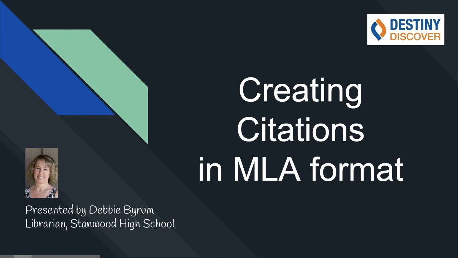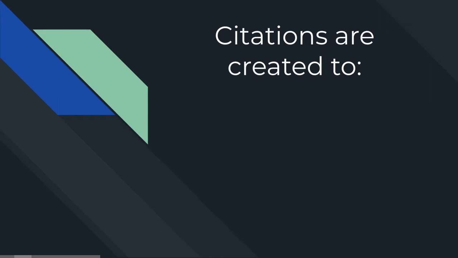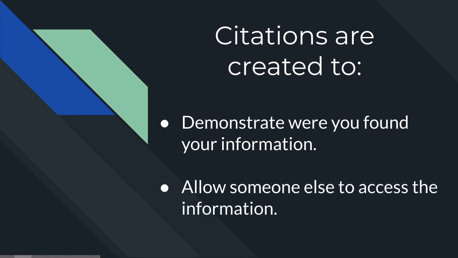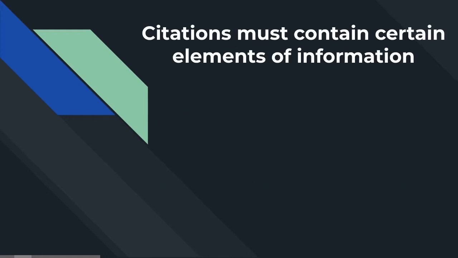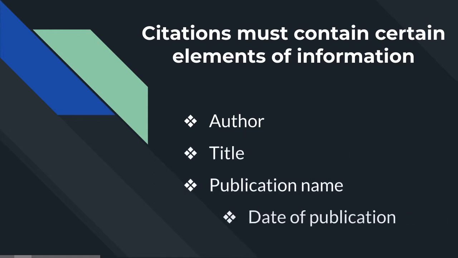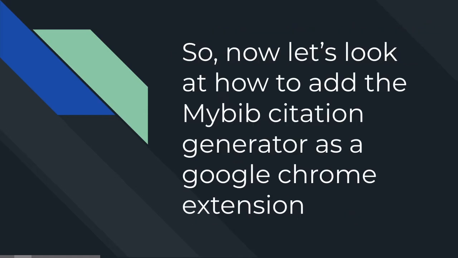So let's briefly look at creating citations in MLA format. Citations are created to demonstrate where you found your information. It also allows a pathway for someone else to access that information. In order to do that, citations must contain certain elements of information, including the author, the title, the publication name, and the date of publication.